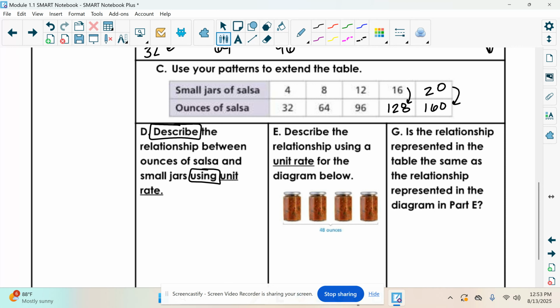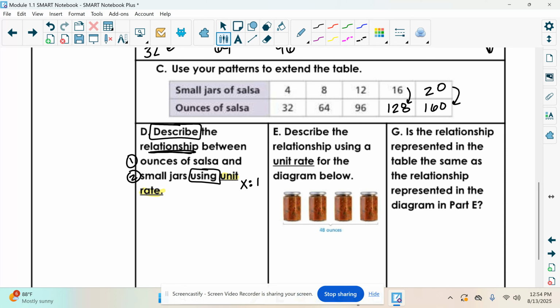What are you describing? Ounces of salsa and small jars. All right, we're describing the relationship between what? The ounces and the small jars. Using that vocabulary word again, unit rate. And remember, when we think about unit rate, we're thinking some number in a ratio where the second number is a 1. Well, it wants us to use the unit rate.